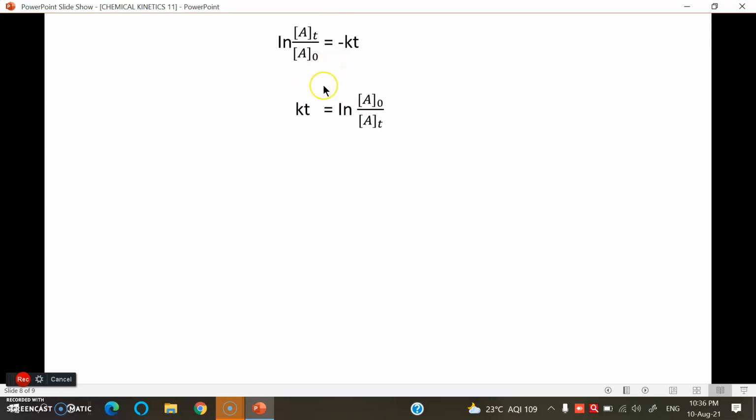So Kt, on inverting, the negative sign goes away. Kt is equal to ln, because of the inverse, concentration of A0 divided by concentration of At. This is the ln term. That is t, now taking it to this side, K is equal to 1 upon t ln concentration of A0 divided by concentration of At.